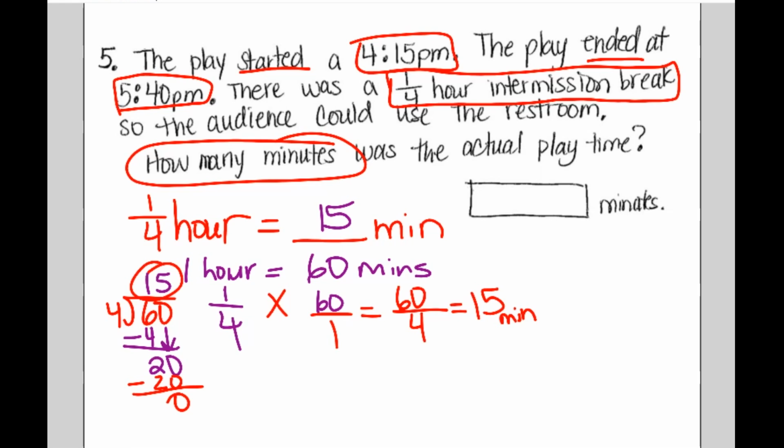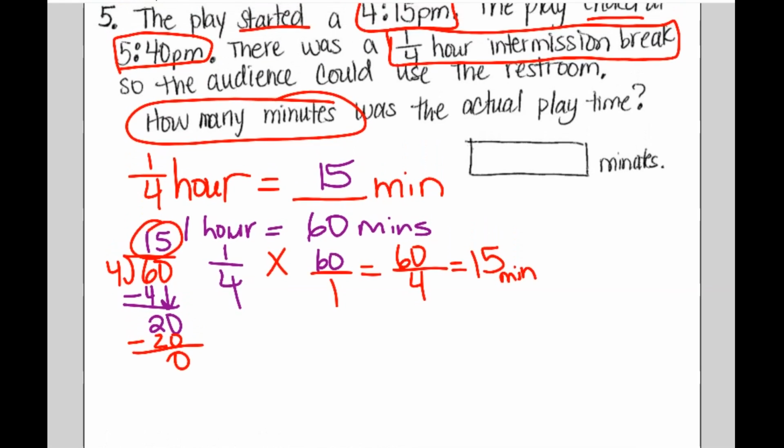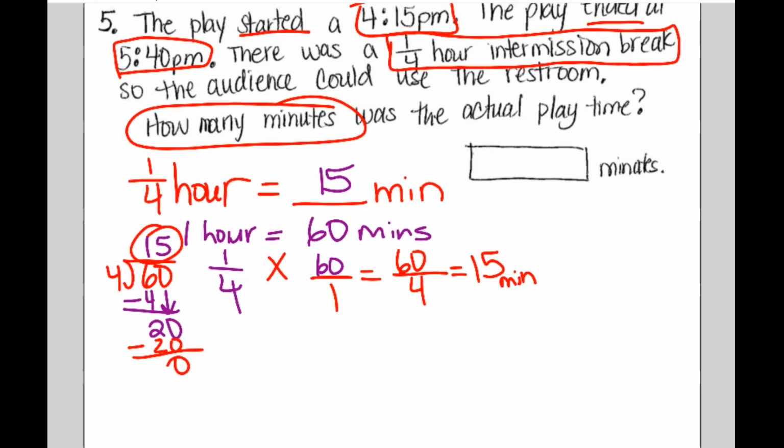Now we're going to do our jumping from where we started to where we ended, add up the total number of minutes that we get, and then subtract away the break. So that was a 15-minute break. Okay, now we're going to start jumping. So we started at 4:15 p.m. How many minutes does it take me in order for me to get to 5 p.m.? Because that's the next hour.